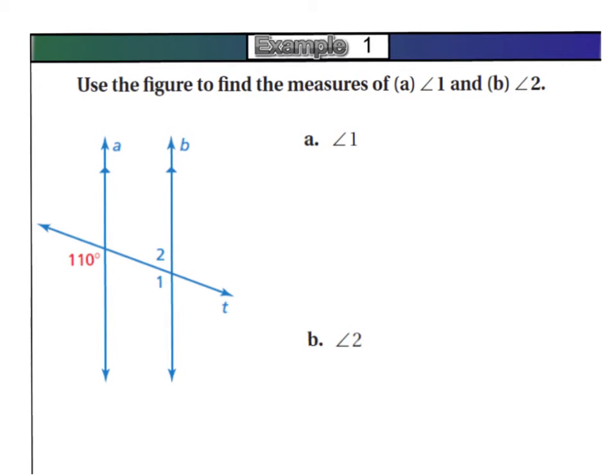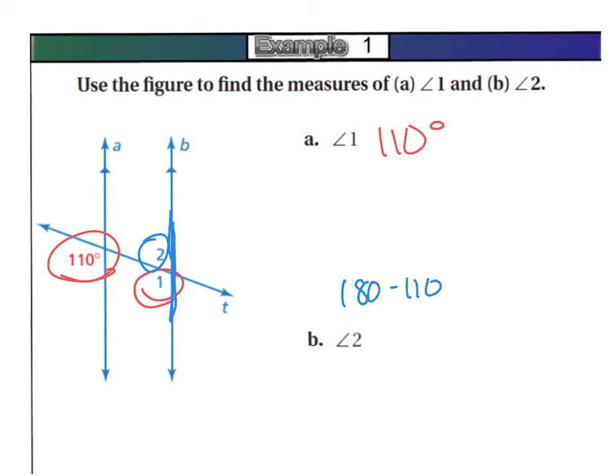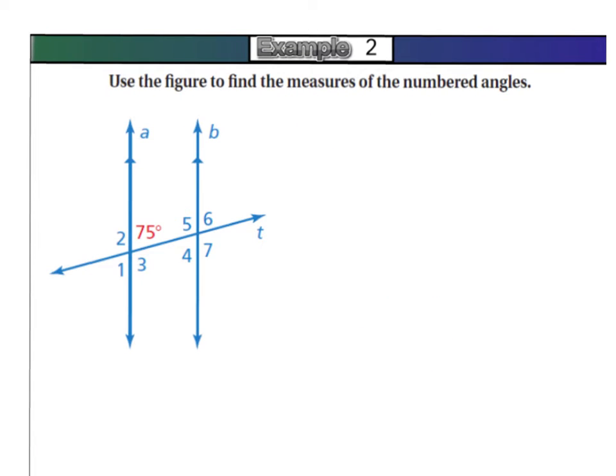So if I give you one, you should be able to figure out a couple of other angles. So for example, we are given this angle right here. Number one, angle 1 is a corresponding angle, so we should know that it's 110 degrees. But then they're also asking for angle 2, which if you look is supplementary to 110. So 180 minus 110, we have 70 degrees. So take a moment and see if you can find out the rest of the angles.